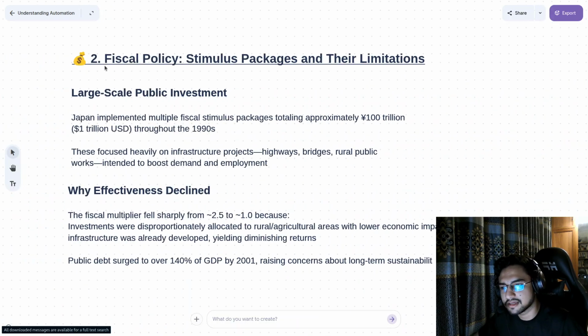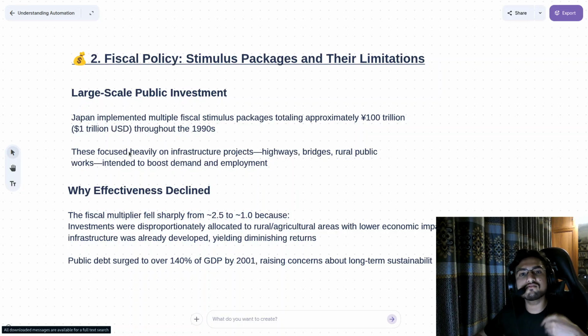After that, what they did was they implemented some fiscal policies. What they tried to do was revive the economy by injecting cash into the economy. So they implemented multiple fiscal stimulus packages totaling approximately 100 trillion yen, which is 1 trillion USD, throughout the 1990s. Like almost a decade, they tried to inject liquid cash into the economy through infrastructure projects like highways, bridges, rural public works, these kind of things.